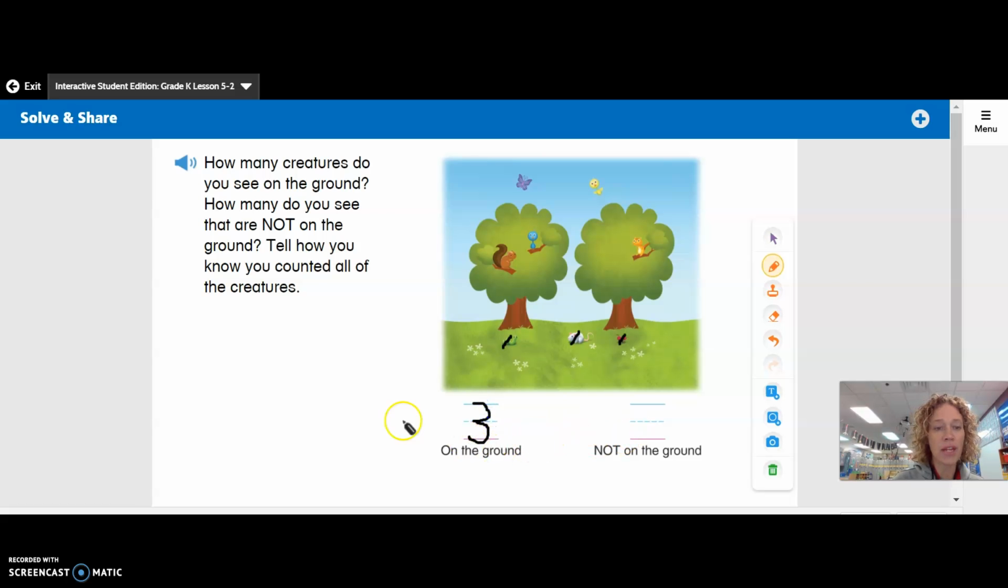All right, then it says, how many do you see that are not on the ground? Okay, that means they're not on the ground. They could be in the tree, they could be in the air. All right, let's check. Count with me. I'm going to make a little mark on each one as I count. 1, 2, 3, 4, 5. How many creatures are not on the ground? 5. You're right. So let's make a 5. Little line, little curve, little line across the top.